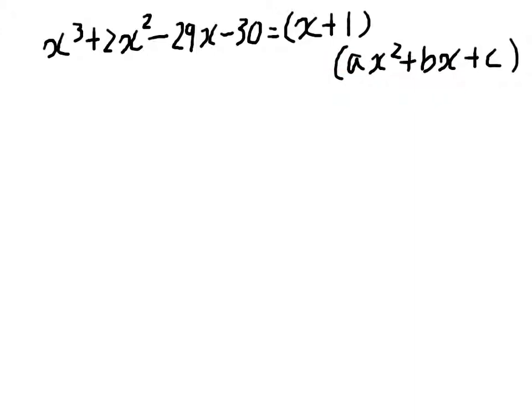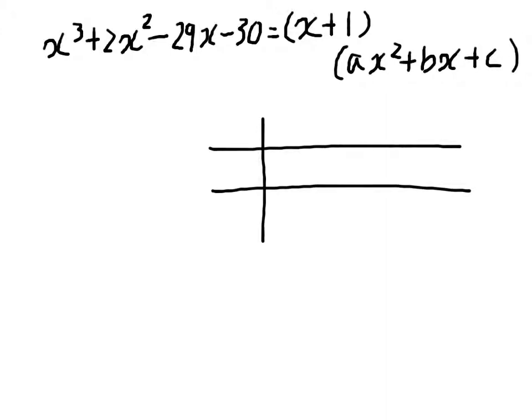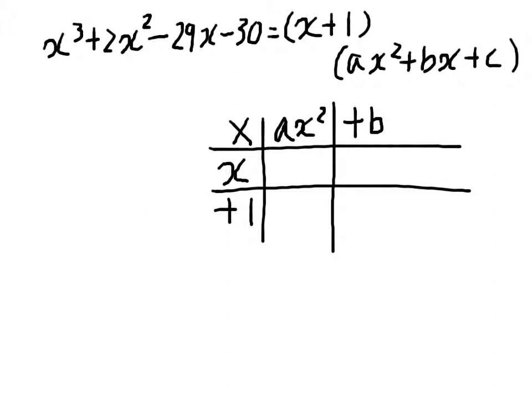So for this, I'm going to draw a grid. So make a grid and times sign here. This will go on the column side, x plus 1, and horizontally I put ax squared plus bx plus c. Okay, a, b, c are just numbers.